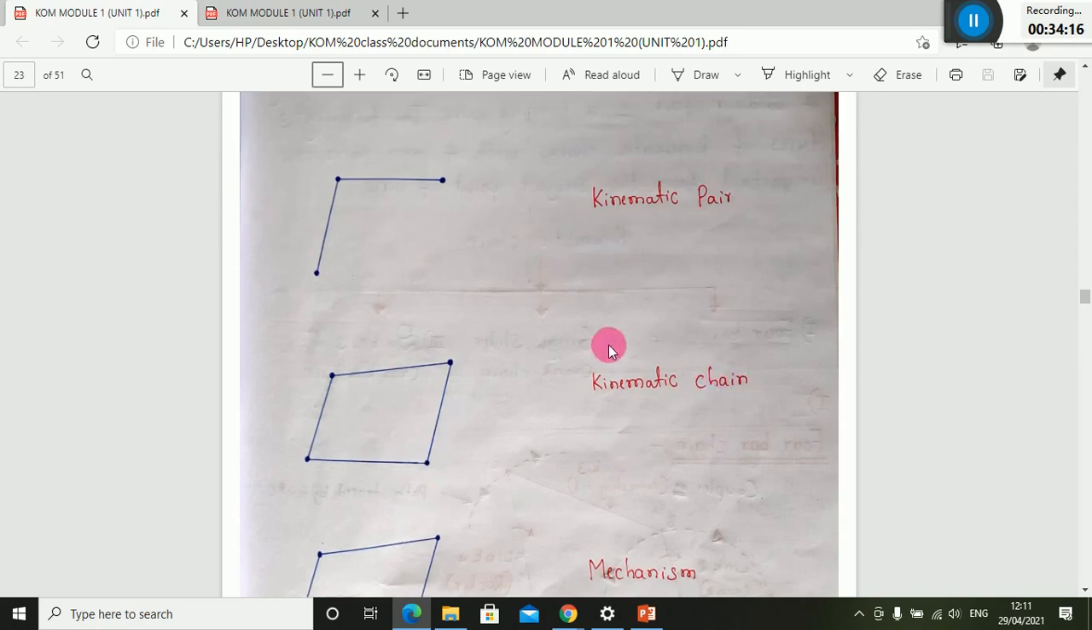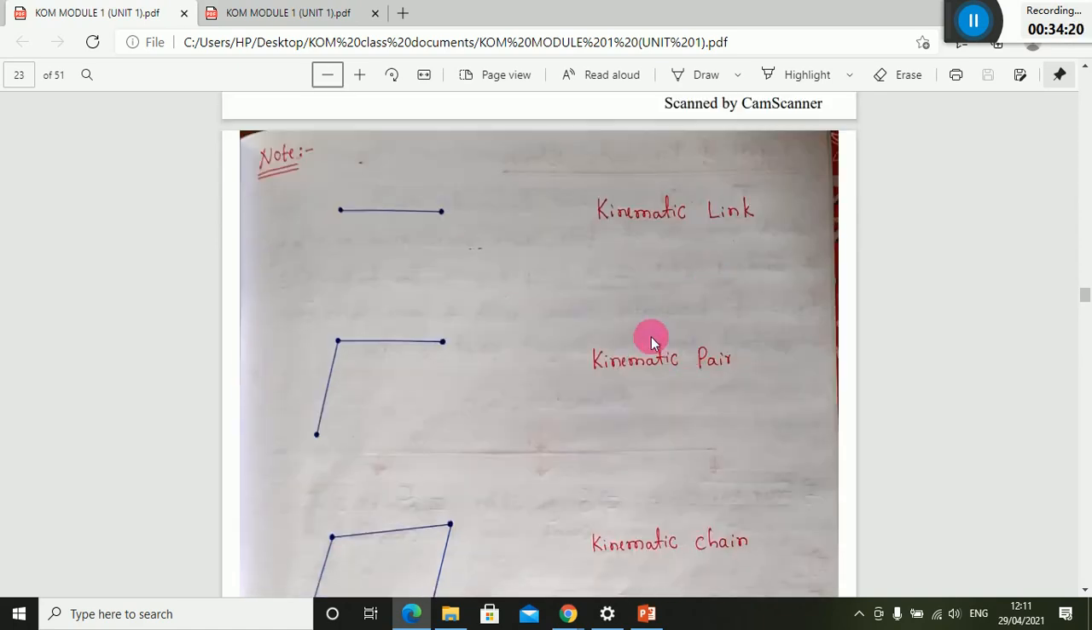And what is a kinematic chain? It is a group of so many kinematic pairs. And what is a kinematic pair? It is a group of so many kinematic links.